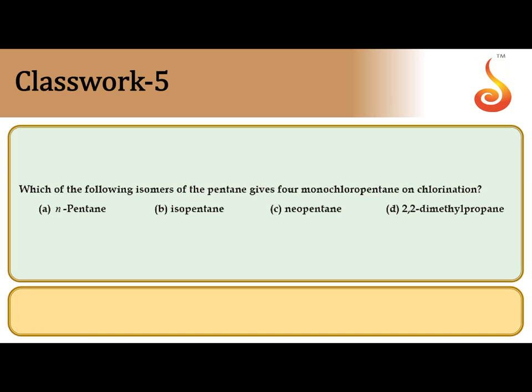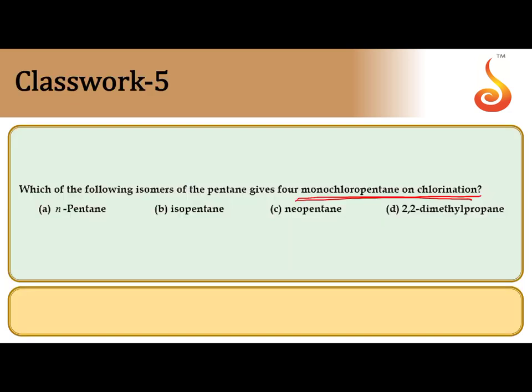Which of the following isomers of pentane gives 4 monochloropentanes on chlorination? So every time only one chlorine must be introduced into the molecule. Let us take one by one. N-pentane. When one chlorine is introduced, first 1-chloropentane, 2-chloropentane, 3-chloropentane. So option A gives 3 monochloro products, but they are asking for 4 monochloro.